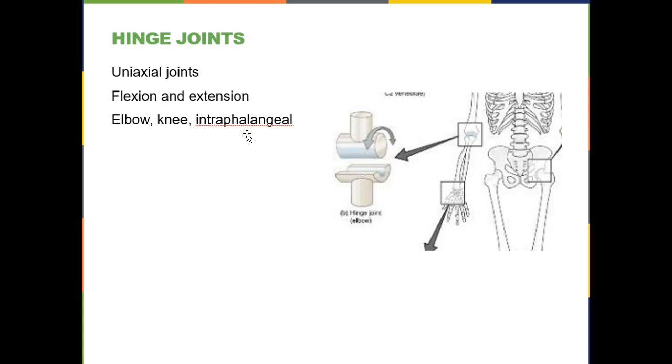So this is not the joint between your finger and your palm. I don't have a good close-up to show you what I'm talking about, but it's the joint between the bones that make up your finger. So those two joints beyond your big knuckle where you can bend your fingers. Those are all hinge joints.